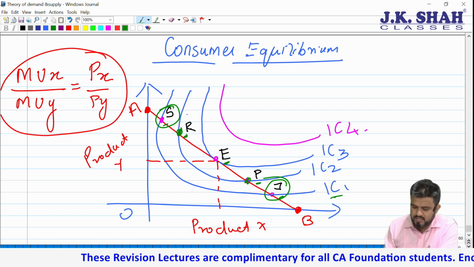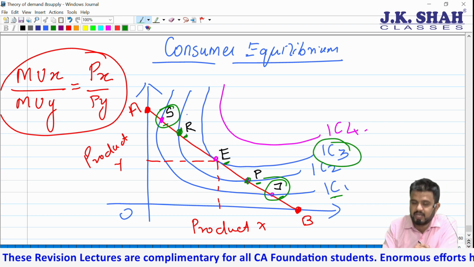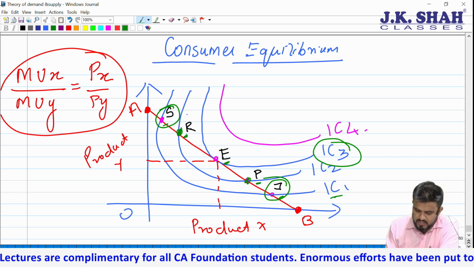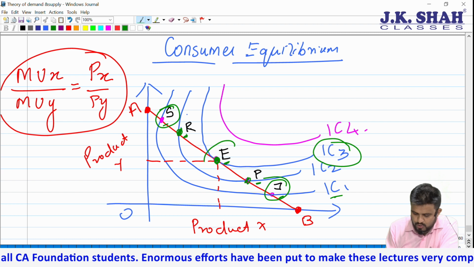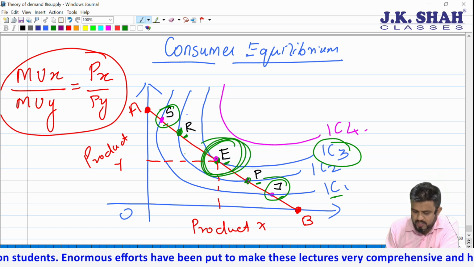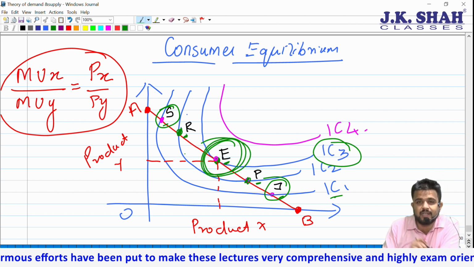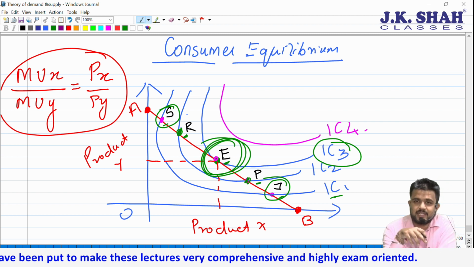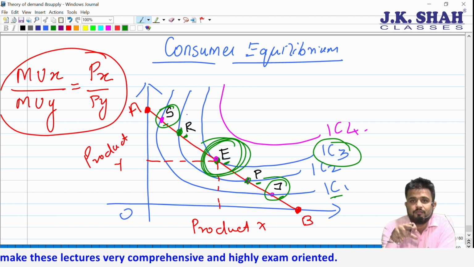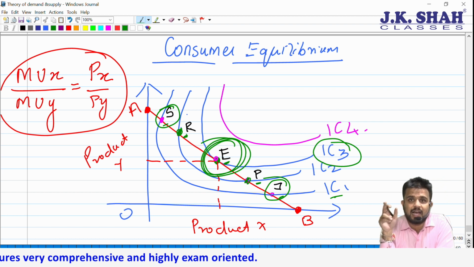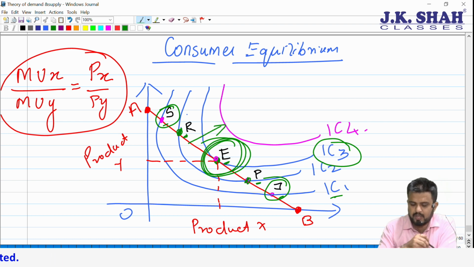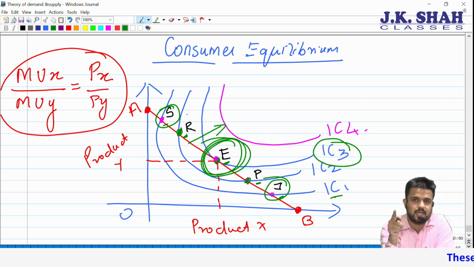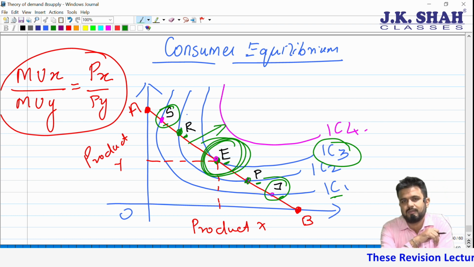Why? Because there is a curve, that is IC3, which is tangent to the budget line at point E. And students, point E is also sitting on my budget line. But can I say, if given a choice, we will always desire IC4? But IC4 is away from my budget. IC4 is away from my budget. So it is desirable but not achievable.